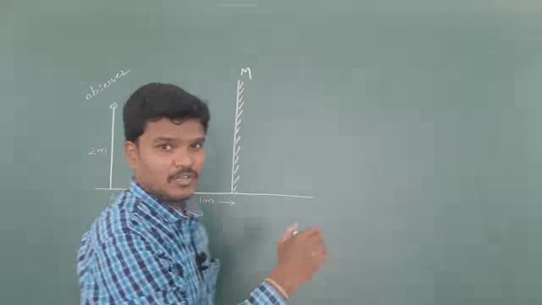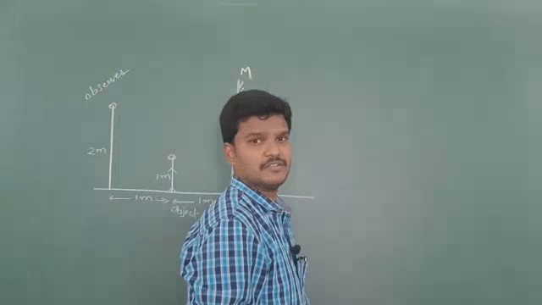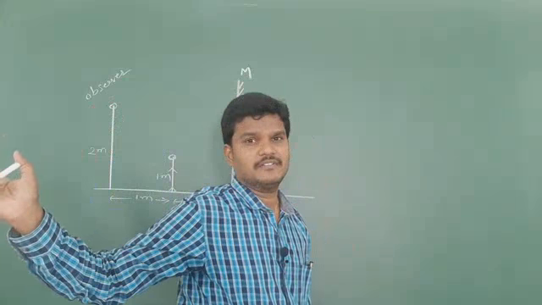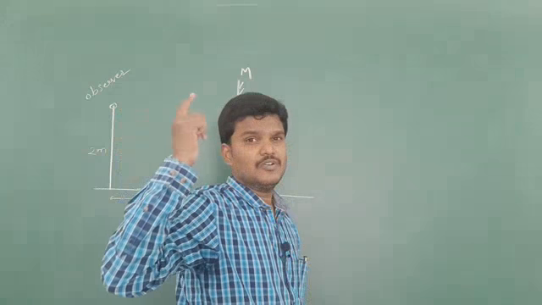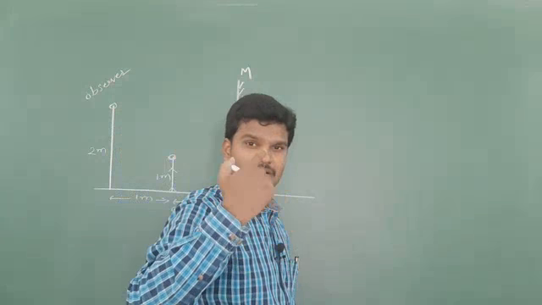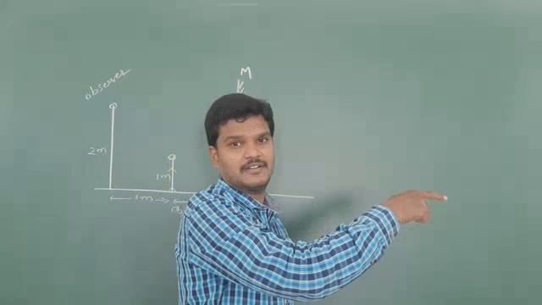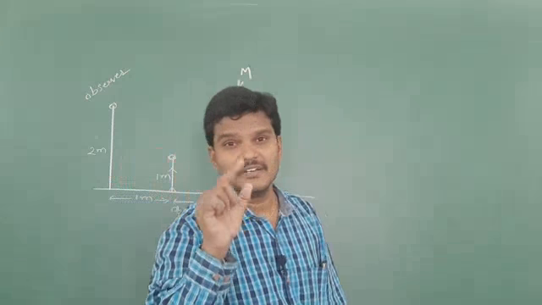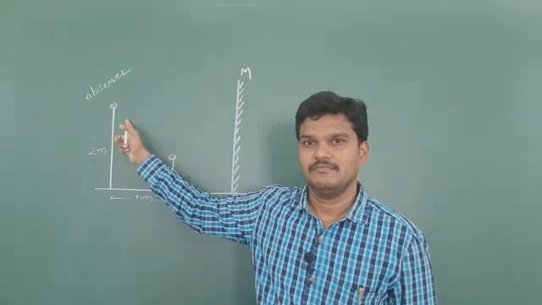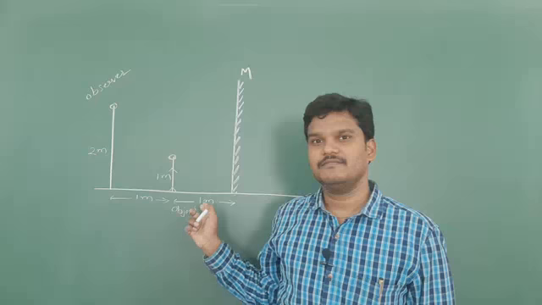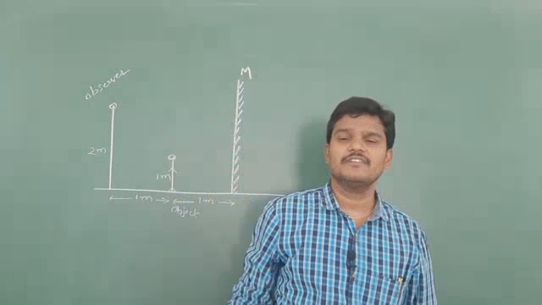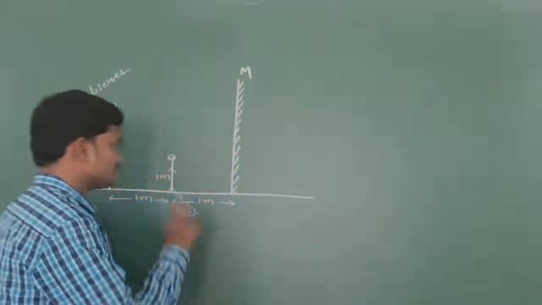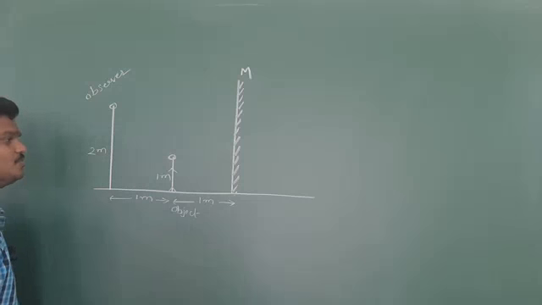A small kid is standing in front of the mirror, and at a distance of 1 meter another man is standing. Now the man wants to see the full image of the boy in the mirror. Then what is the length of the mirror required by the observer, and at what place can we place the mirror? That means we can find the position of the mirror also. This is the diagram they gave. Let us see how to solve this.